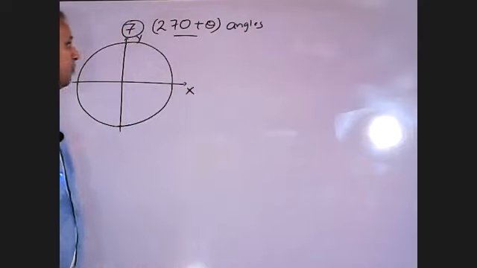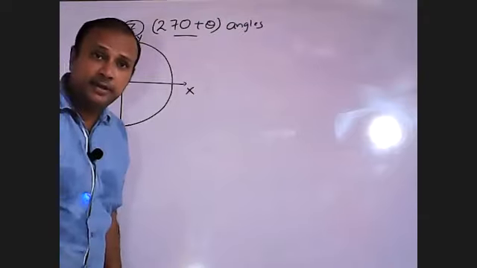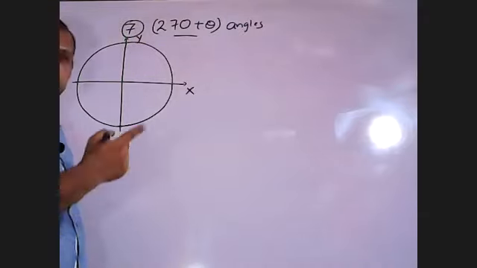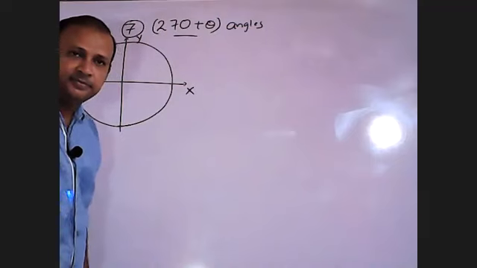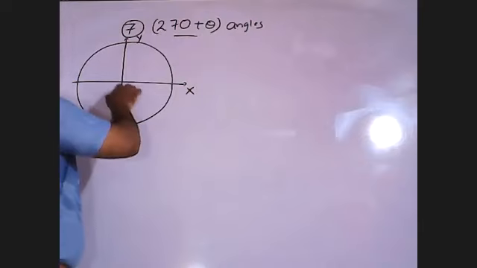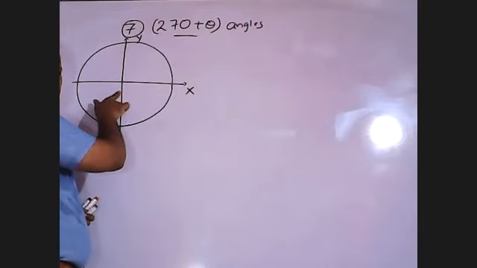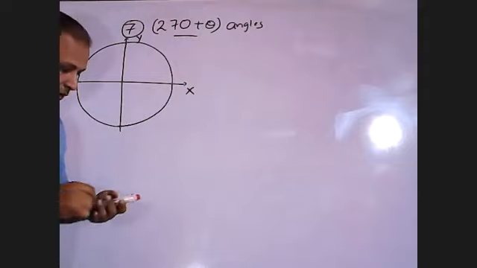When you are marking this angle, you have to determine what is the quadrant of this angle. So what is the quadrant of this angle? Fourth quadrant. Yes, very good. Up to this one, it is 270. 270 plus theta means it belongs to the fourth quadrant.